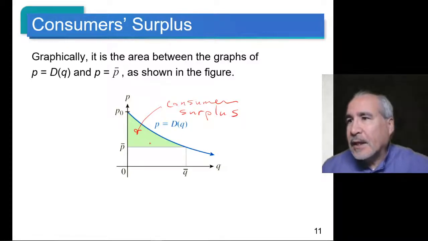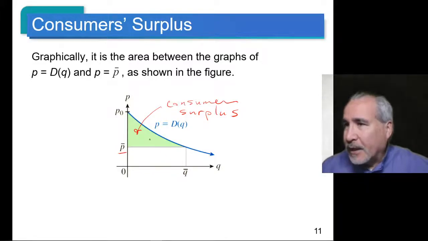Right, that's money left in the consumer's pocket because they got to buy it at a lower price. So D of Q minus P of Q, which is what we're doing with integrals. This area minus this, well, actually the big area, the whole area under the curve, minus the rectangle leaves us with the surplus.